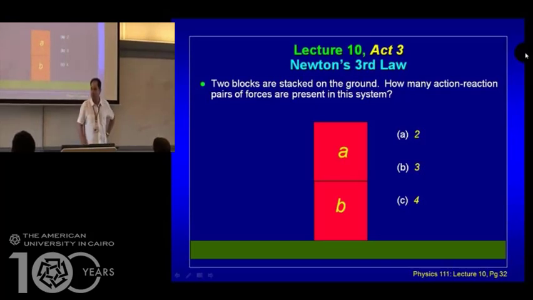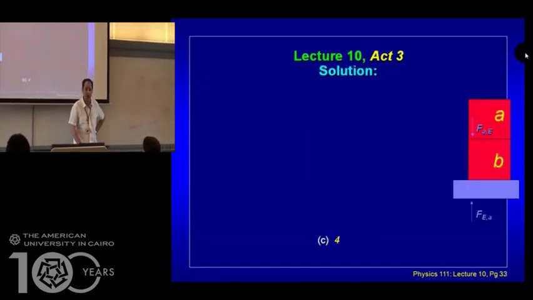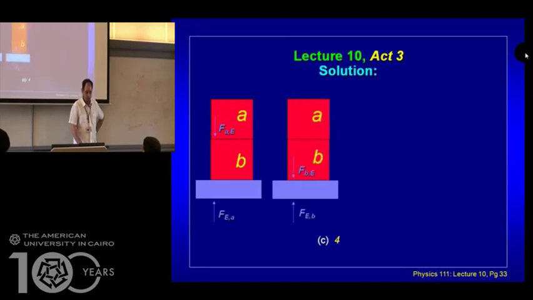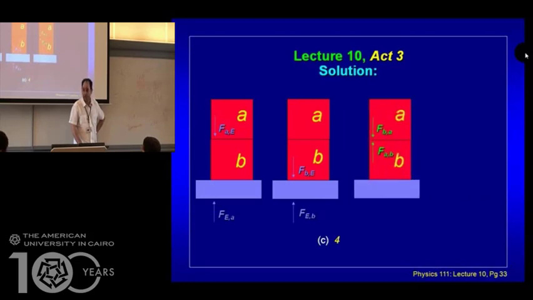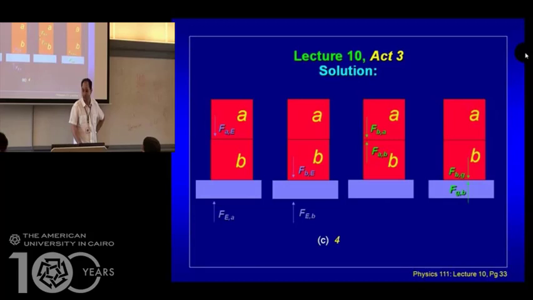But that was a good example in here. So I'm counting them again one more time. Gravitational force between A and the ground, that's 1 pair. Gravitational force between B and the ground, that's 2 pairs. Contact force between A and B, that's 3 pairs. Contact force between B and the ground, that's 4 pairs.